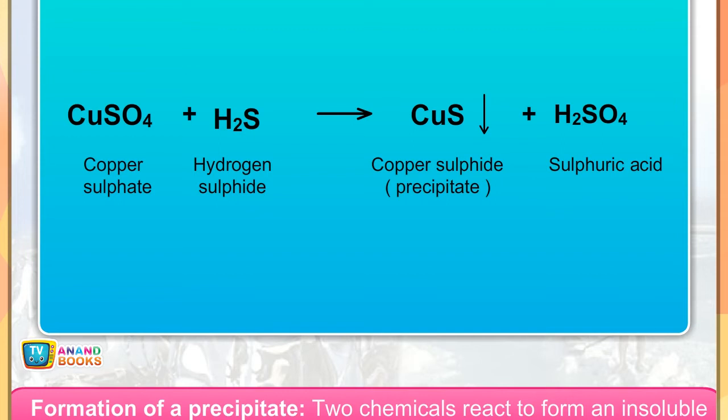Formation of a precipitate. Two chemicals react to form an insoluble substance which settles down as precipitate. CuSO4 copper sulfate plus H2S hydrogen sulfide gives CuS copper sulfide precipitate plus H2SO4 sulfuric acid.